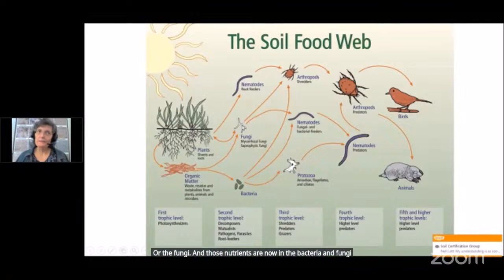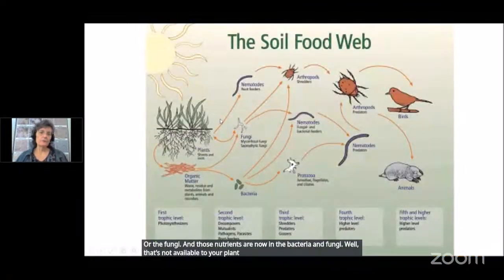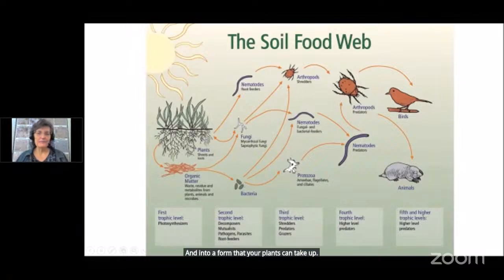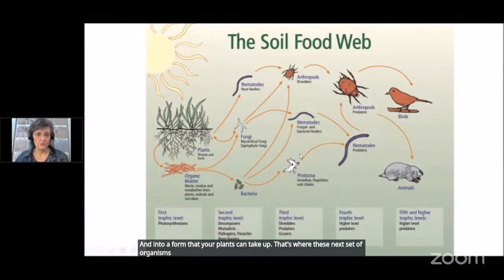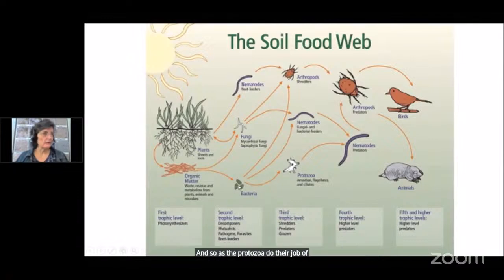Well, that's not available to your plant. So how do we get those nutrients out of the fungal biomass, out of the bacterial biomass, and into a form that your plants can take up? That's where these next set of organisms, the third trophic level, have to be present in that soil, because protozoa eat bacteria. And so as the protozoa do their job of eating the bacteria, the concentration of nutrients in the protozoa is much lower, much less than the concentration of nutrients in the bacteria. So when a protozoan eats a bacterium, the excess nutrients are released in a plant available form.